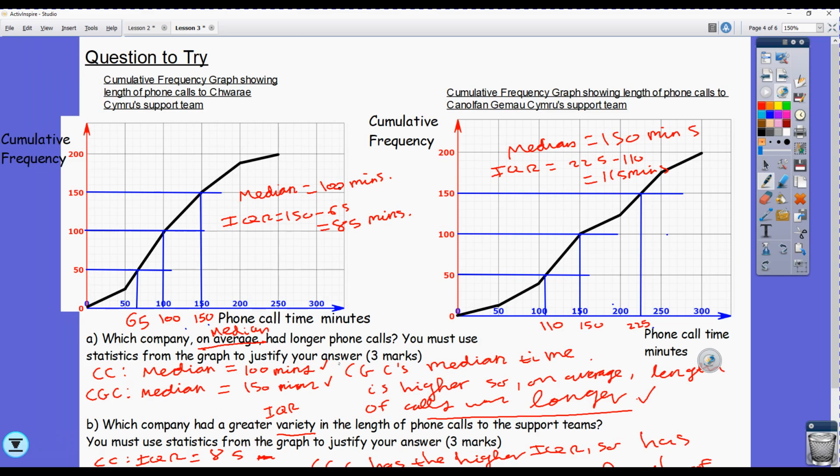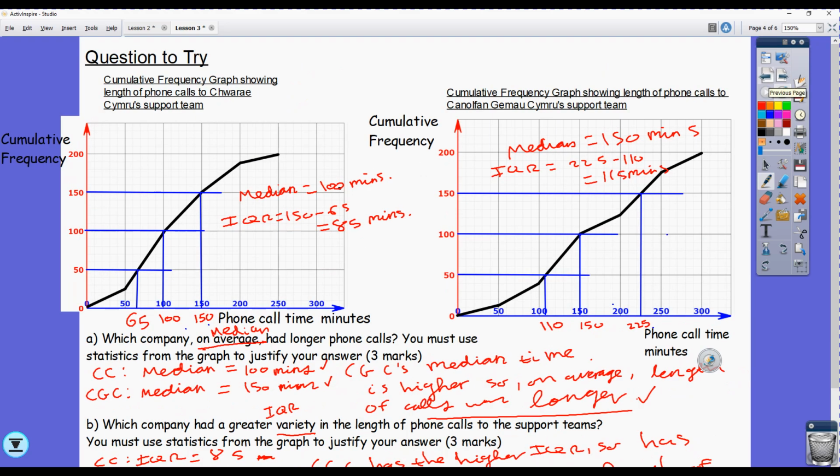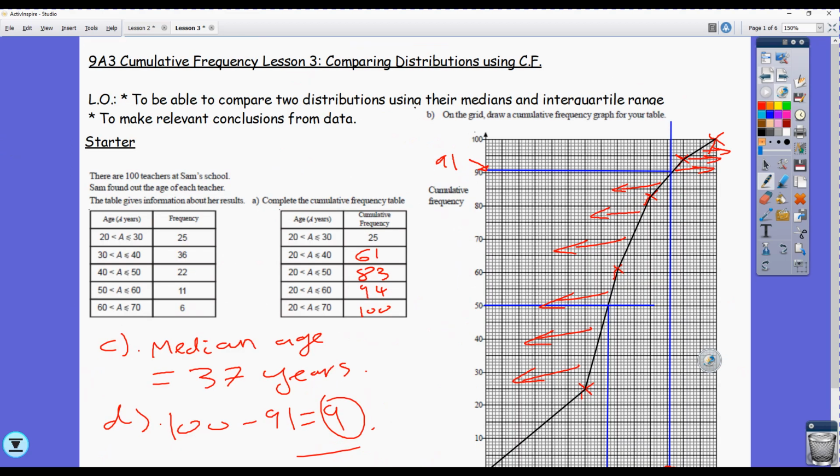We looked at two different game companies and how long the phone calls were to each of the support teams, which gives us some indication of how good the support teams are, or maybe the difficulties with the software that these companies are producing, and various other questions. So all of these are GCSE higher style questions. So if you can do these, you're well on your way to understanding this topic for GCSE.